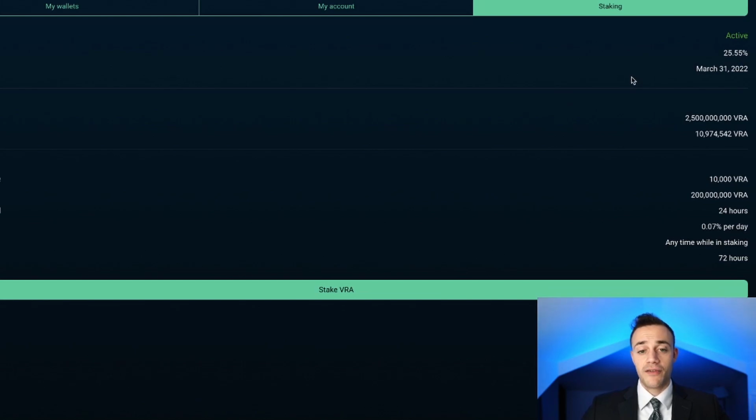So that is a lot of VRA because the price is only 3 cents, and I do see this price appreciating in the future. There is a wait time of 72 hours if you do want to unstake your VRA and then go ahead and maybe sell it or do something else with it. So keep that in mind. So you can go ahead and stake your VRA in the Verawallet.